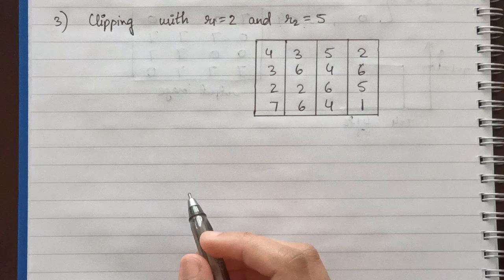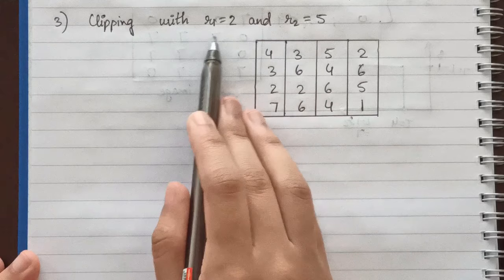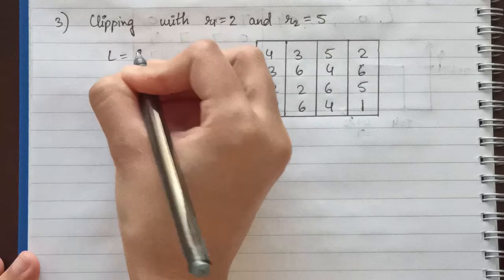Now the next operation is clipping. For every clipping operation, there will be two values given in the question, r1 equal to 2 and r2 equal to 5. So this is the question for us, and this is again the image which we had taken before. Again, L is equal to 8, so L minus 1 has the value 7.